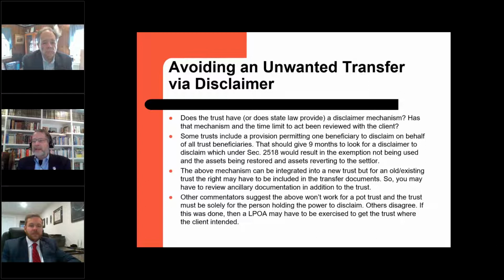Jonathan, one of the things that I saw a lot of in 2021, and we certainly did a lot of it, was build in a disclaimer mechanism in a trust.